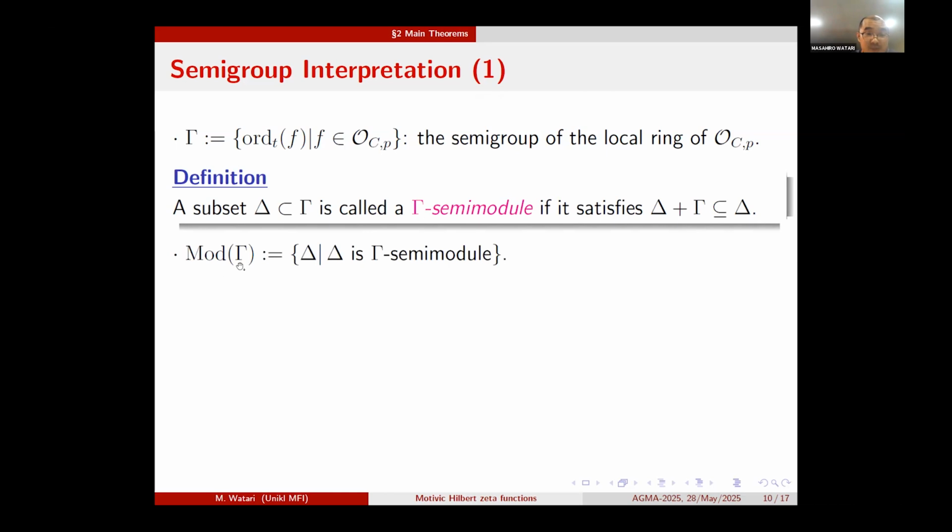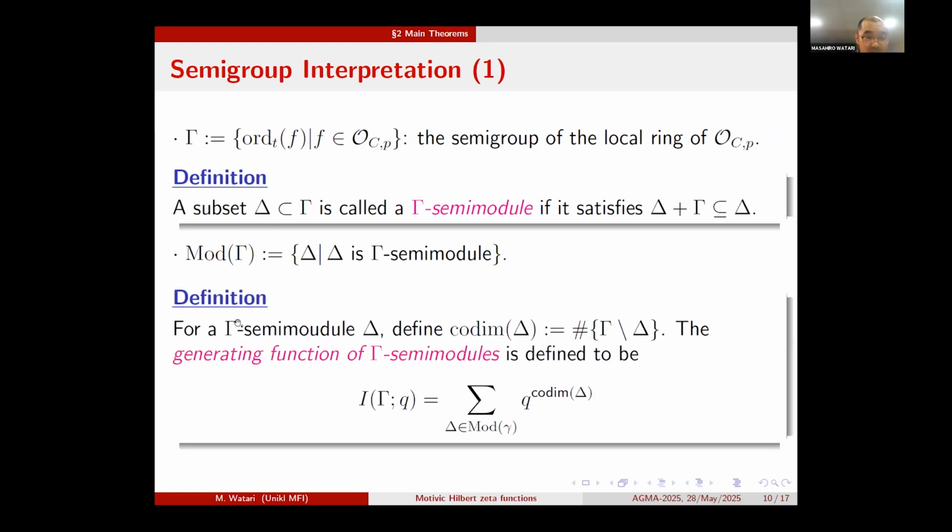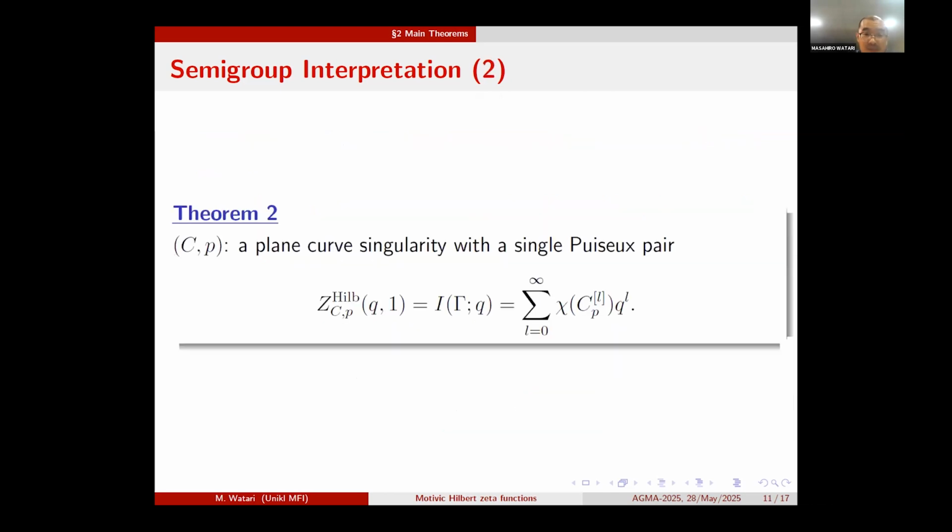And this notation is the set of all gamma semimodules. So, definition: for a gamma semimodule delta, we define its codimension as the number of the elements of gamma which are not in delta. Then the generating function of gamma semimodules is defined to be this equation. This is called the generating function of gamma semimodules. For this generating function, we can prove this relation.